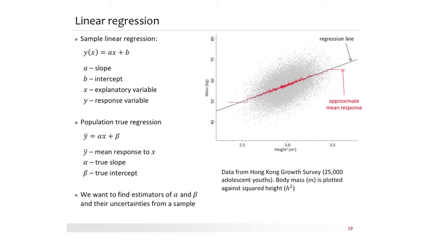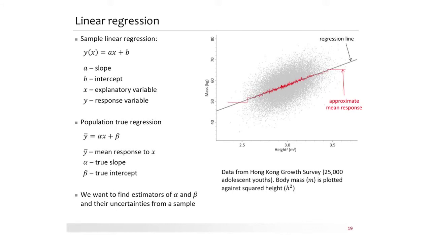So a and b, if you calculate them from a sample, are statistical estimators. What do they estimate? Well, they estimate true quantities from the population, which would be the true slope alpha and the true intercept beta. And the population would have this regression line, which will give you the mean response to x. So what is the mean response? This is an example from a Hong Kong growth survey. I think I showed you one example before from these data.